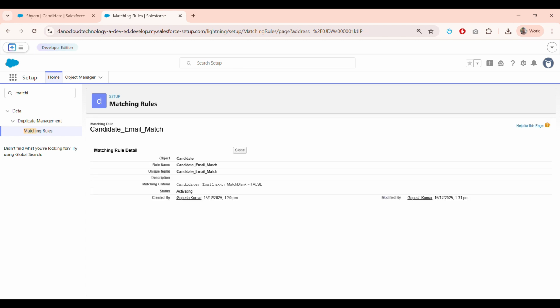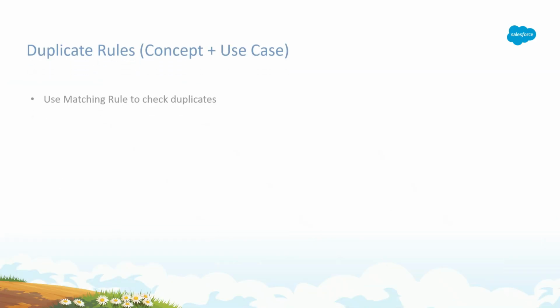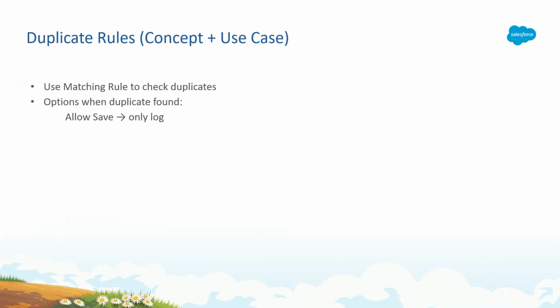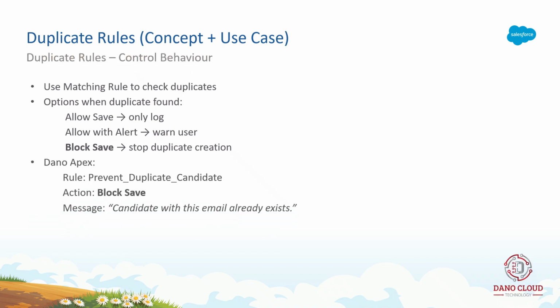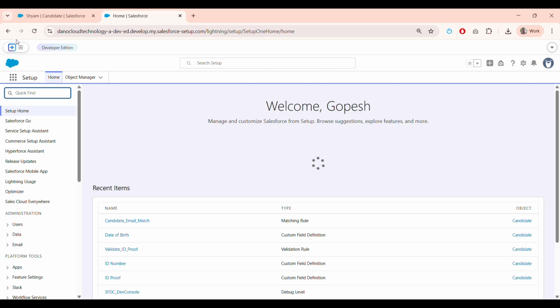Now we move next to the duplicate rule. Now let's talk about duplicate rules in Salesforce. Earlier our matching rules helped Salesforce identify potential duplicates, but matching rules alone do nothing. They only detect. Duplicate rules are the ones that decide what actions Salesforce should take when duplicates are found. So matching rules detect duplicates and duplicate rules decide what happens next. Alright, now the next step is to create a duplicate rule.